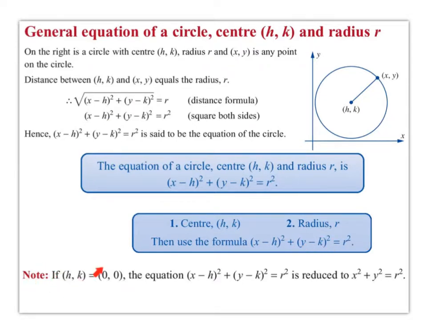Note, if (h, k) is equal to (0, 0), the equation (x - h) squared plus (y - k) squared equals r squared reduces to x squared plus y squared equals r squared. Basically, the h and the k become 0, and you end up with this.